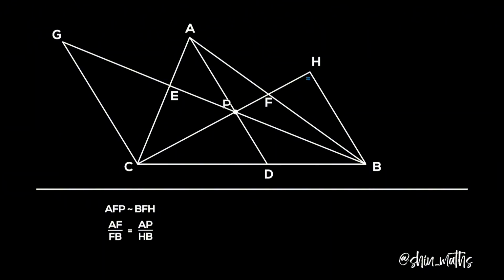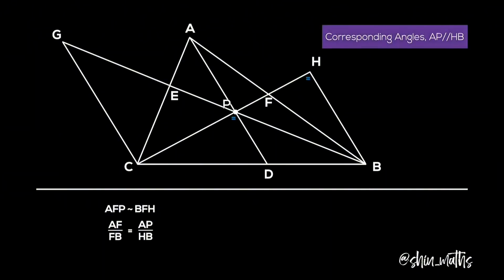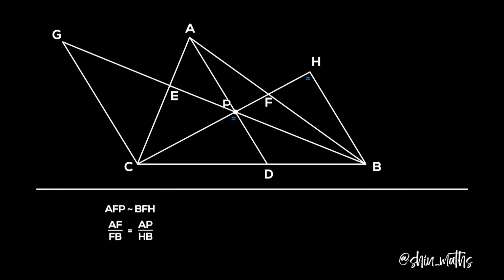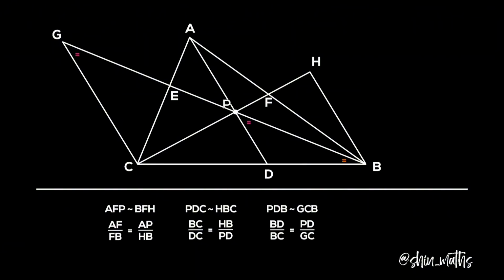Next, angles CHB and CPD are equal as they are corresponding angles. Obviously, angles HCB is equal to PCD. Thus, triangles PDC and HBC are similar. Therefore, BC over DC is equal to HB over PD. Another, angles CGB and DPB are equal as they are corresponding angles. Angle GBC is equal to PBD. Thus, triangles PBD and GCB are similar. Therefore, BD over BC is equal to PD over GC.